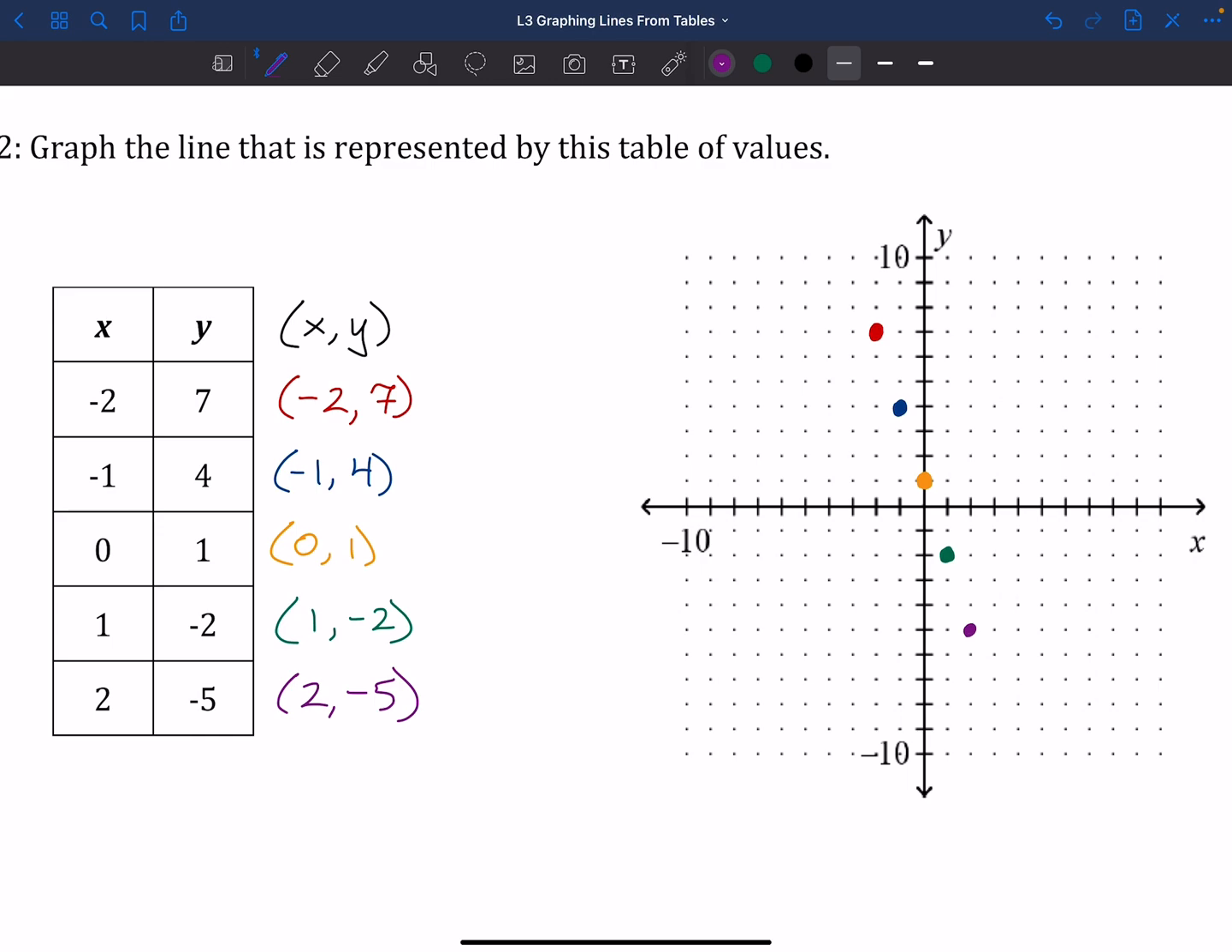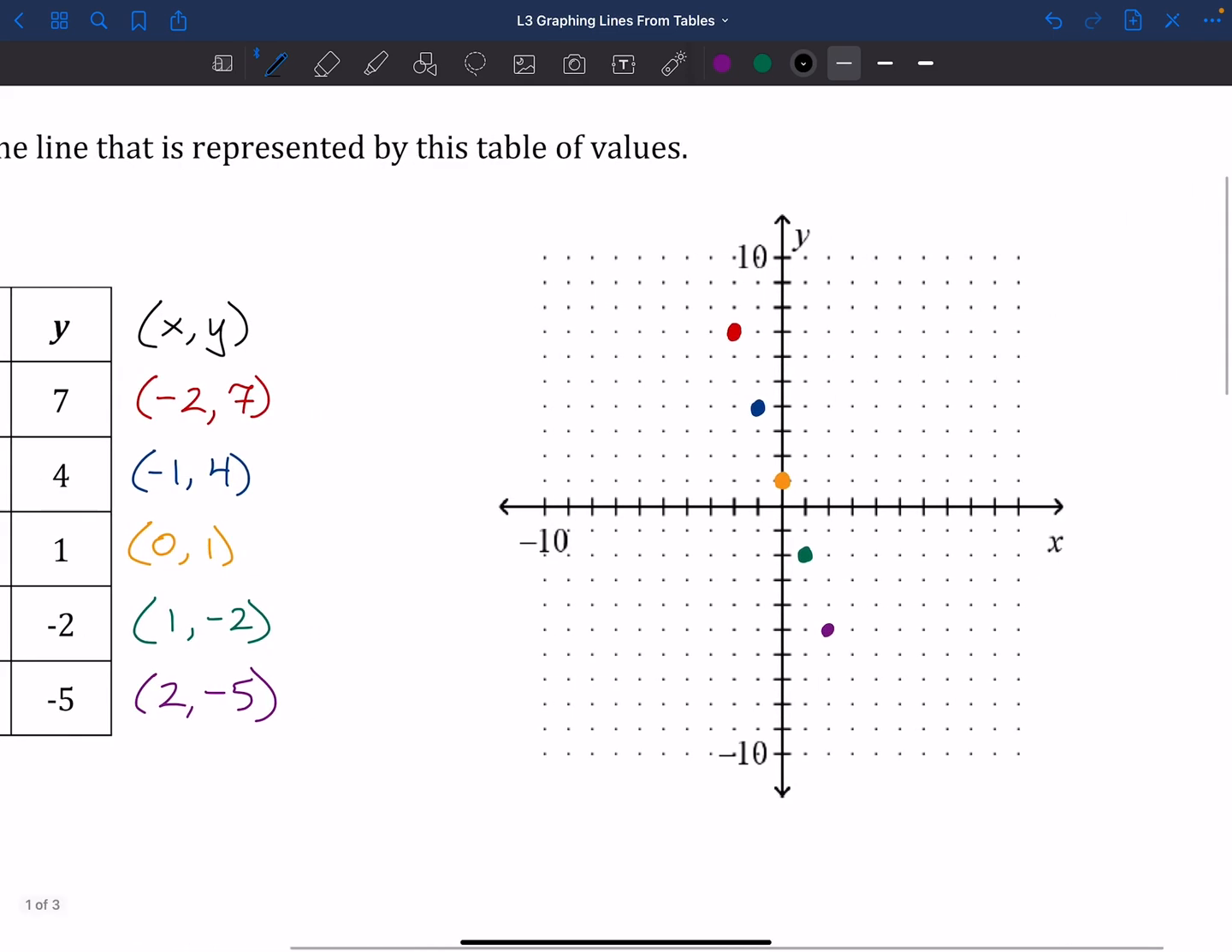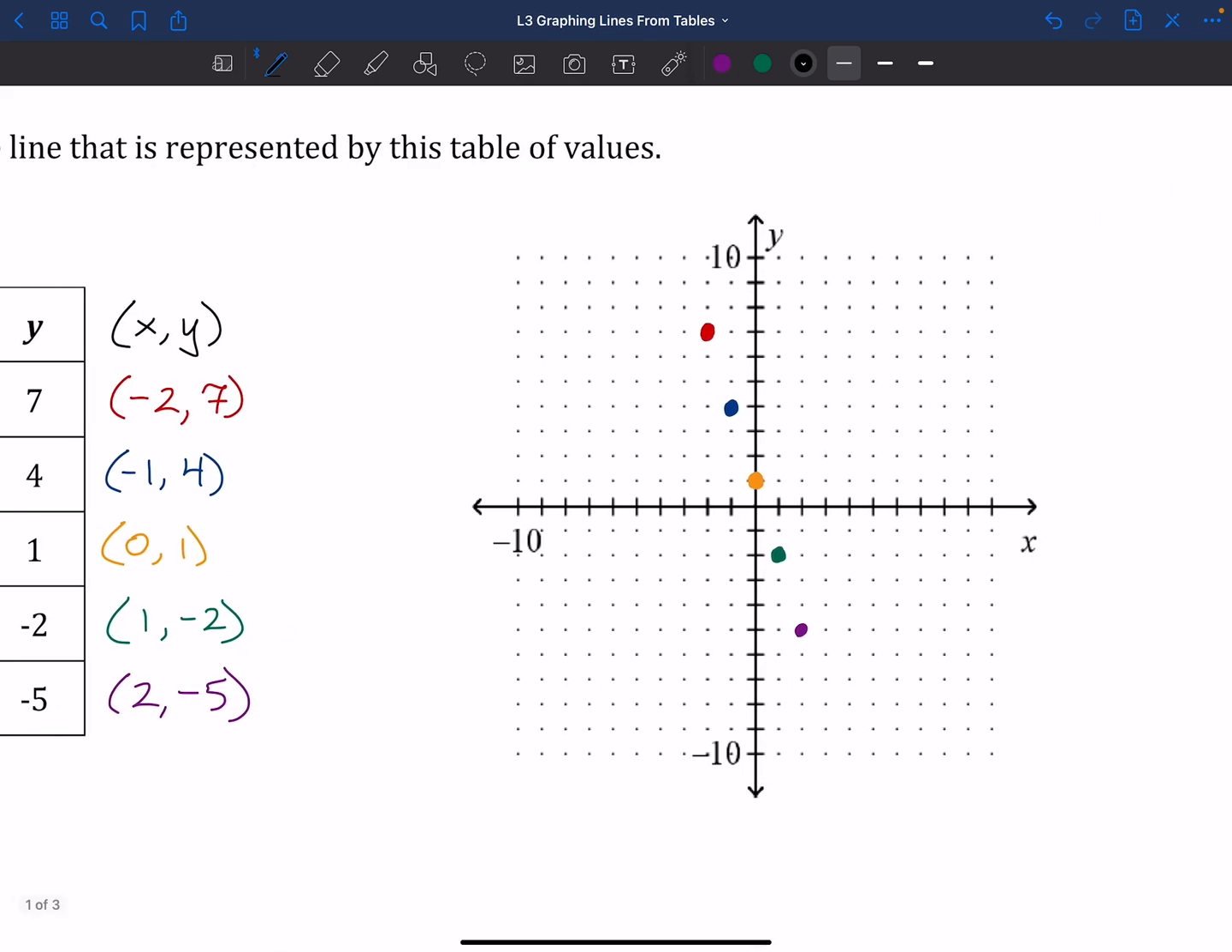After that, all we got to do is connect the dots. Sorry for the pause there. I was like, did I count to 5 correctly? Sometimes it's hard. It's also Monday morning as I'm recording this, so, you know.